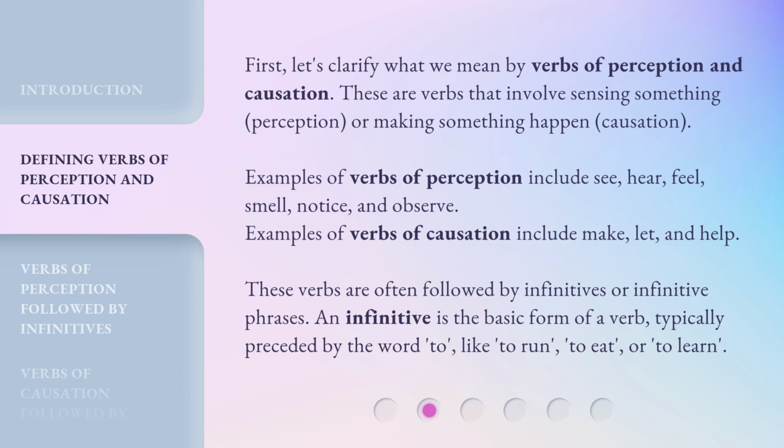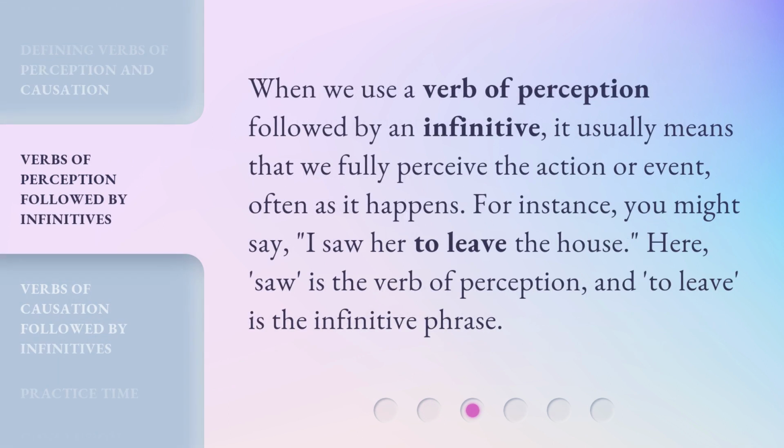An infinitive is the basic form of a verb, typically preceded by the word to, like, to run, to eat, or to learn. When we use a verb of perception followed by an infinitive, it usually means that we fully perceive the action or event, often as it happens. For instance, you might say, I saw her to leave the house. Here, saw is the verb of perception, and to leave is the infinitive phrase.